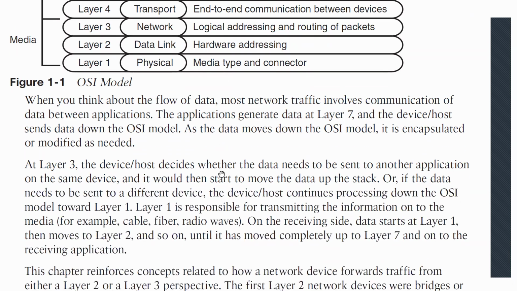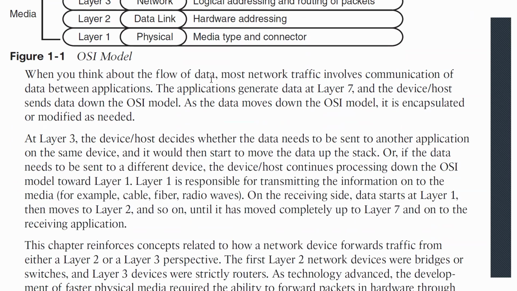Okay. So see here, when you think about the flow of data, most of the network traffic involves communication of data between applications. Let's say, for example, I am sending a text message. Now we have a WhatsApp group, right? What is it? An application. So whatever information I have to exchange with you, I will provide through the application, and you will receive it in the application only, right? It's not like you will pick it up from the presentation or transport layer. Output will be there in the application only, right?